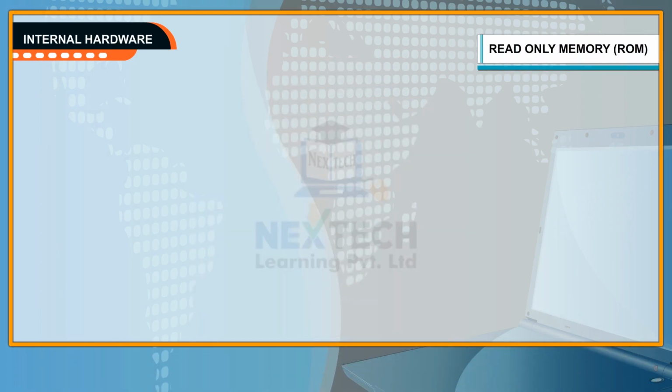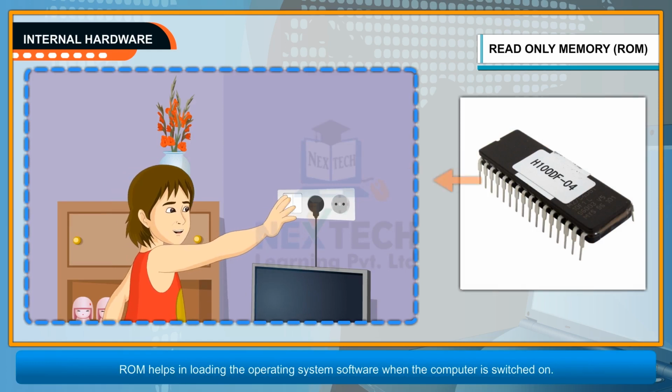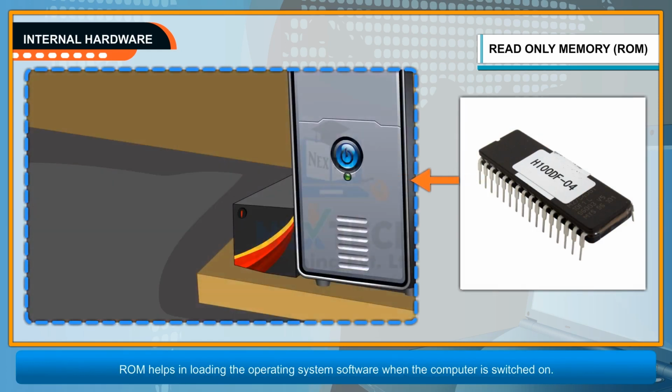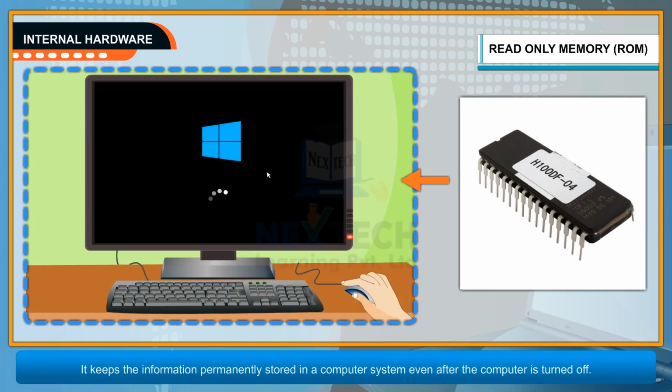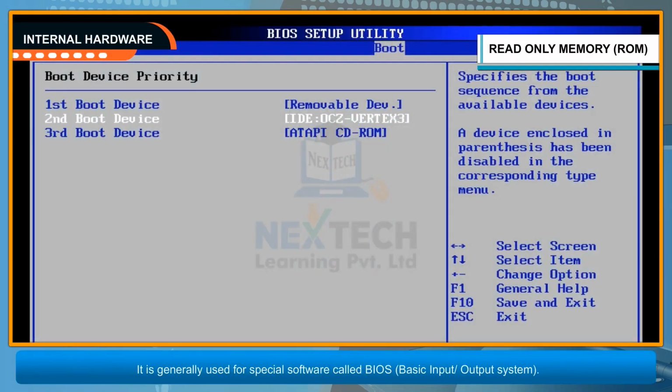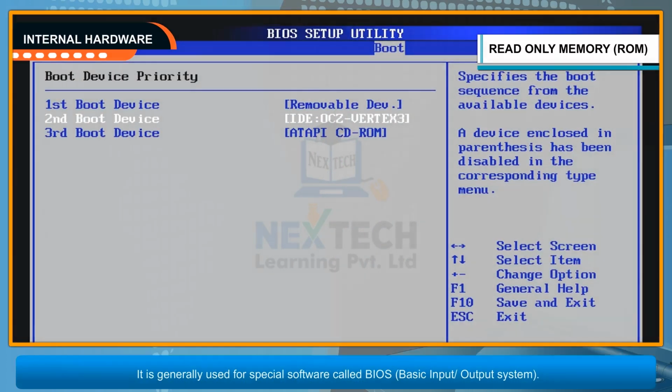Read-only memory, ROM. ROM helps in loading the operating system software when the computer is switched on. The data in ROM is pre-recorded. You cannot change the instructions stored in ROM. It is non-volatile in nature. It keeps the information permanently stored in a computer system even after the computer is turned off. It is generally used for special software called BIOS, Basic Input-Output System.